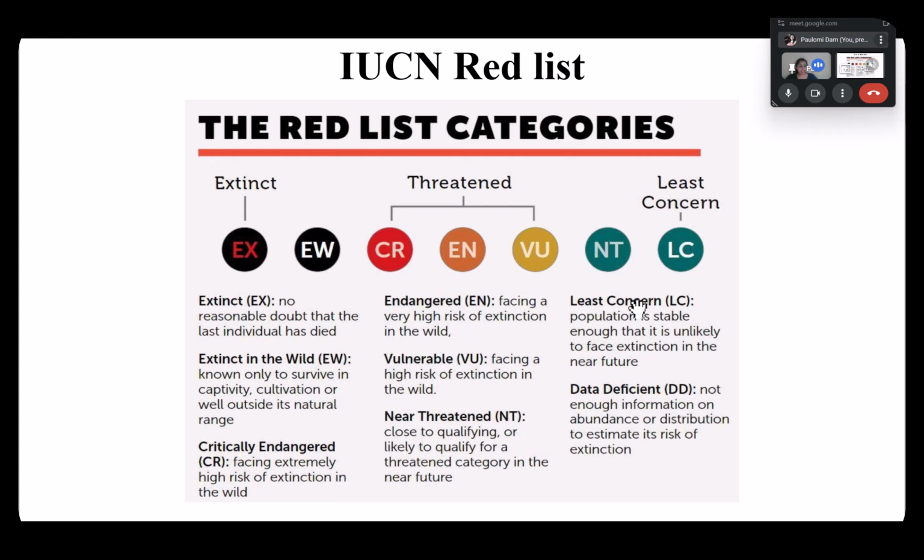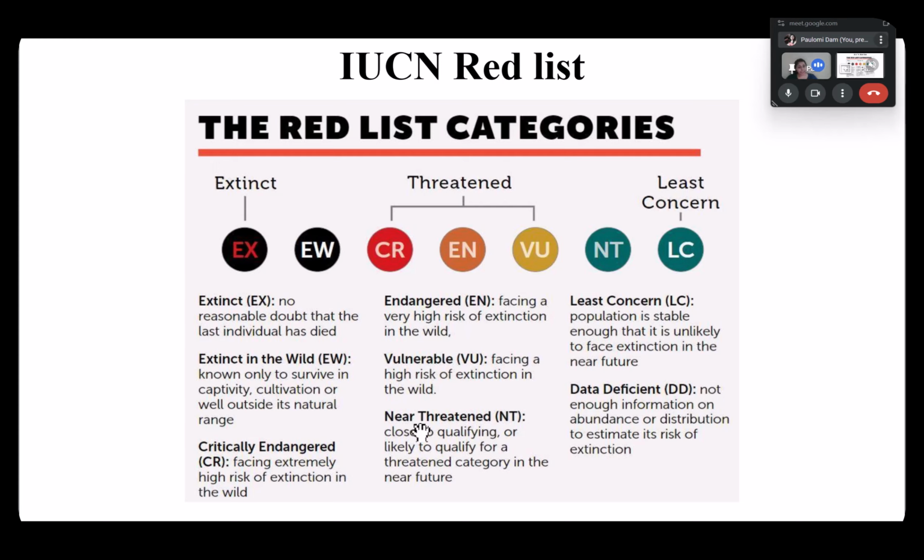Then you have least concern. The least concern are animals whose population is stable, and stable enough that it is unlikely to face extinction in the near future. So these are least concern. You know that they can survive for a few more years and they are currently not under any threat. Then you have near threatened.